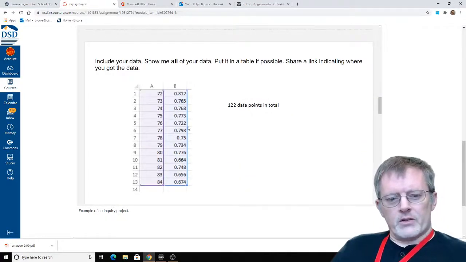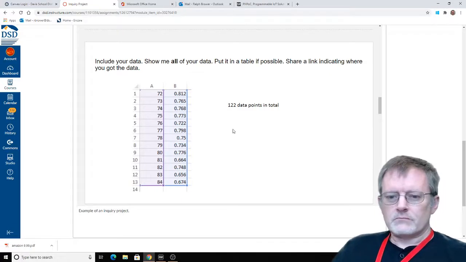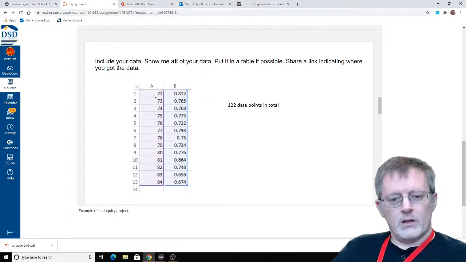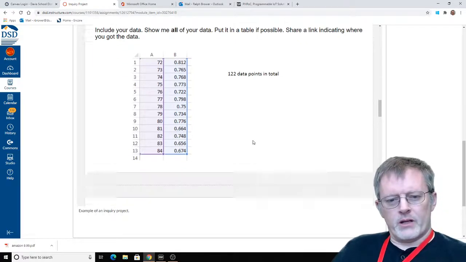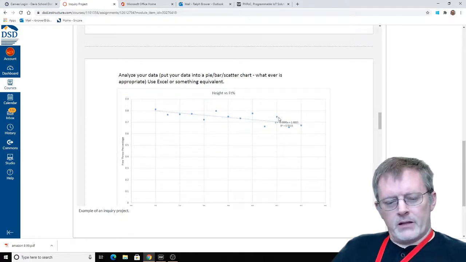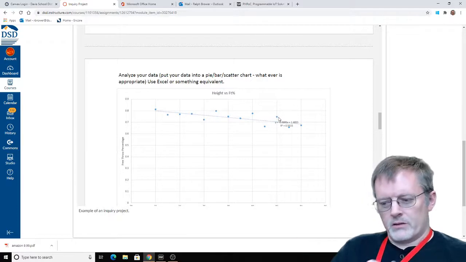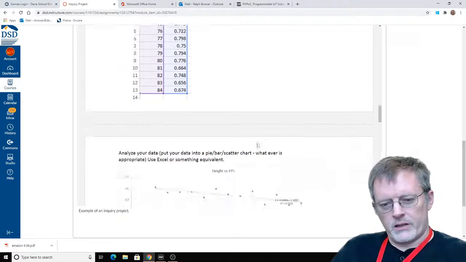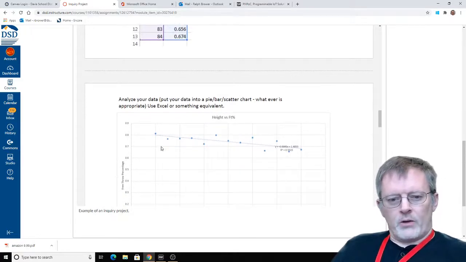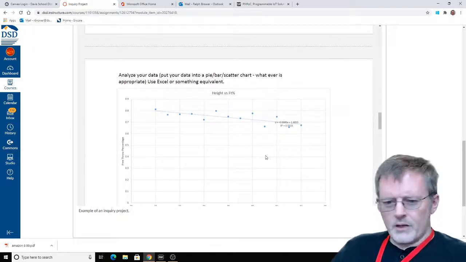Include your data. So here's the data I got. I have 22 data points in all. Here's the case where I did not show all of them. And we've got the height over here and their free throw percentage. And then I've got my data visually depicted. So here's kind of the raw data, and then I need to depict it in either a pie chart, bar, or a scatter plot. So that's what I've got here. It's really hard to see this though.